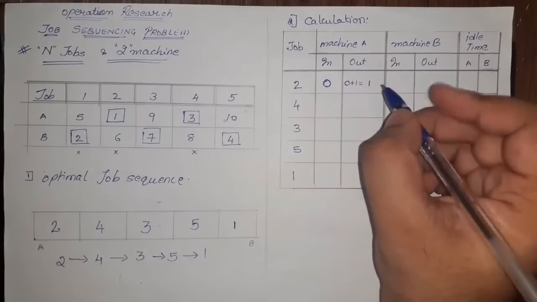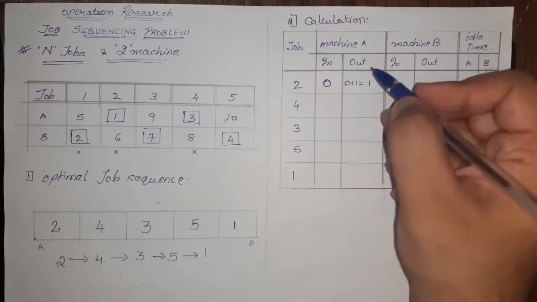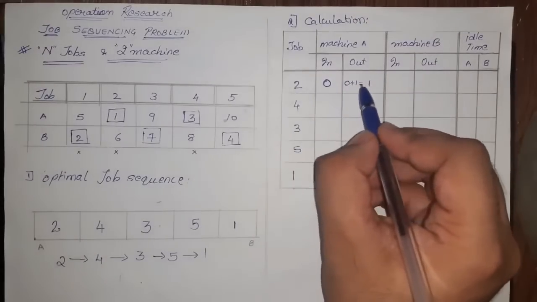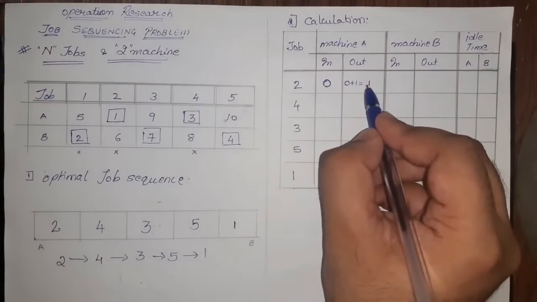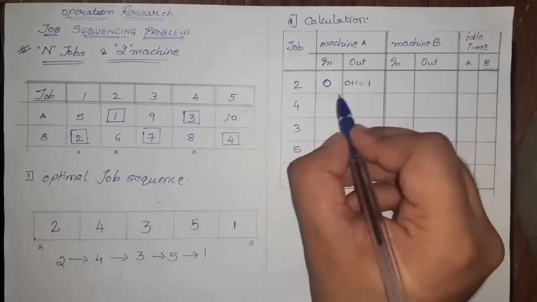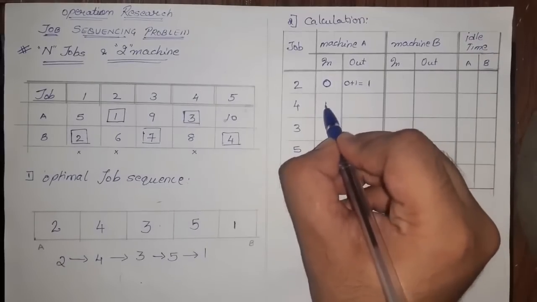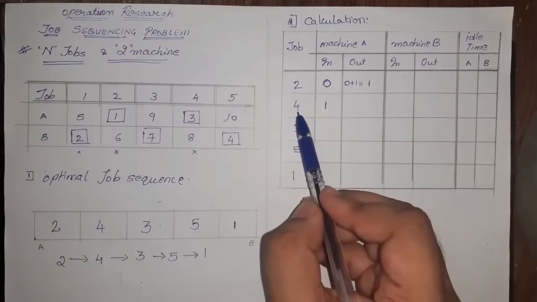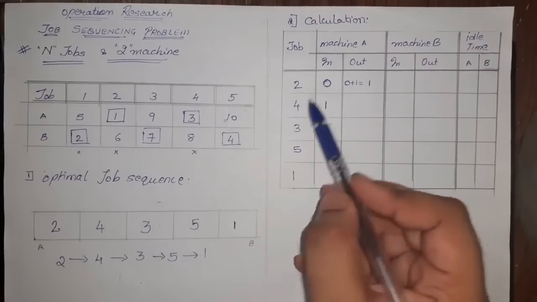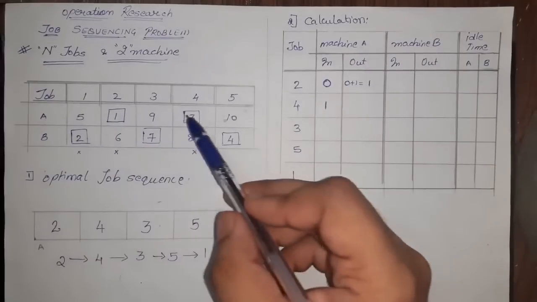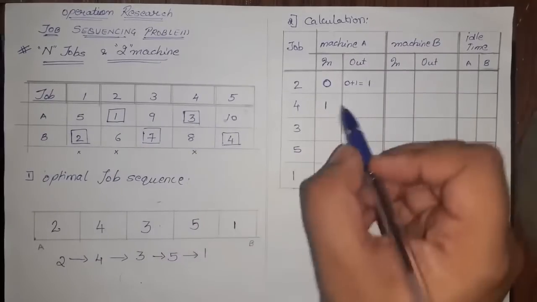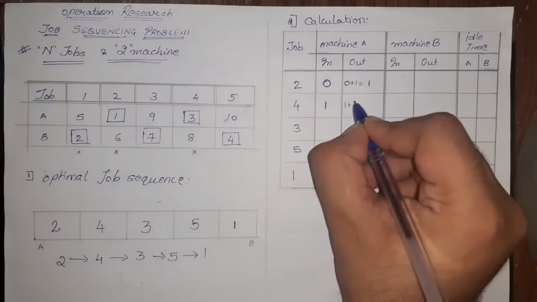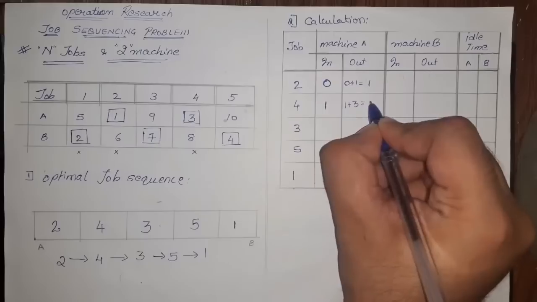So it has taken 1 hour. Now for one job, whatever is the out time, for the second it will become the in time. So we cross it, we bring 1 down. Now next job is job number 4. In job number 4 for machine A, it has taken 3 hours. So my out time will be 1 plus 3, which is equal to 4.